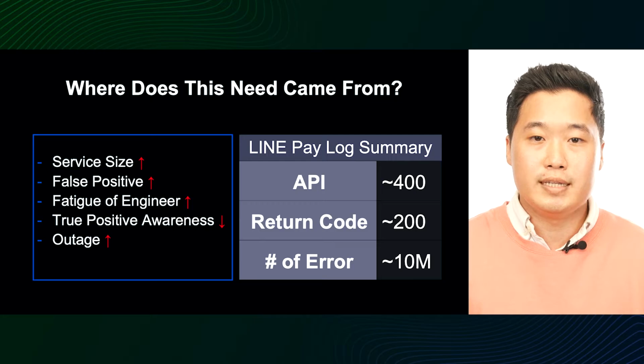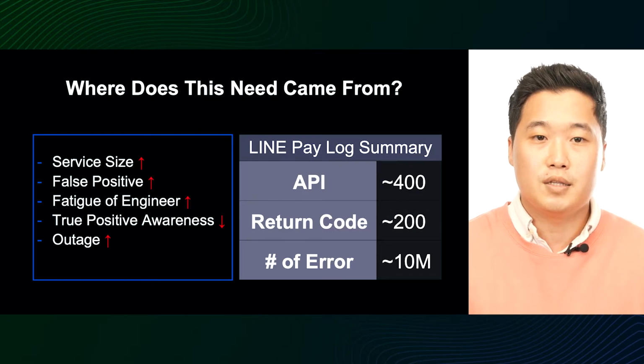Let's go over where the need for this project originated from. LinePay has gone through a drastic increase in the scale of service in the last few years. The table on the right demonstrates a monthly summary of the current LinePay log. We are currently utilizing about 400 kinds of API and 200 kinds of return code. About 10 million occurrences of errors are found each month.